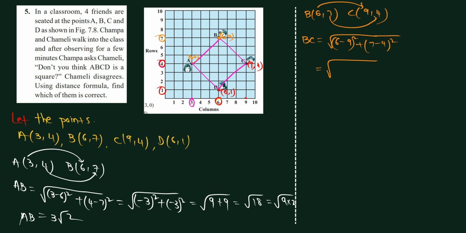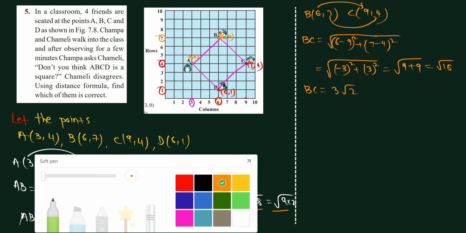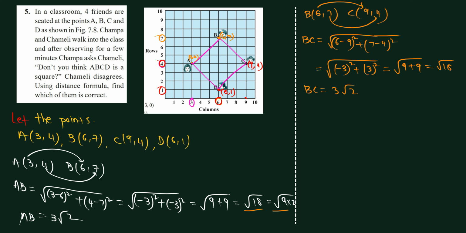6 minus 9 is how much? That is minus 3 square. 7 minus 4 also 3 square. So this we can write as 9 plus 9, root over 18. Then root 18 we can write as 3 root 2. Similarly, previously you see here root 18 we have written as root 9 into 2. Root 9 value is 3, so 3 root 2. So BC value also we got here 3 root 2. So similarly you find the CD.